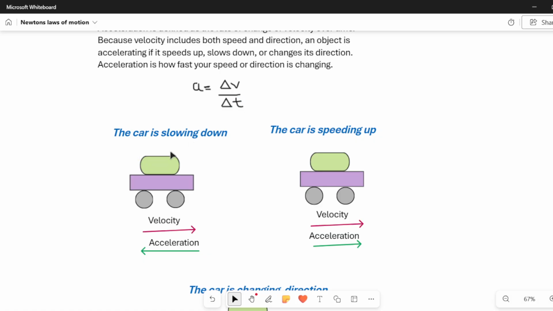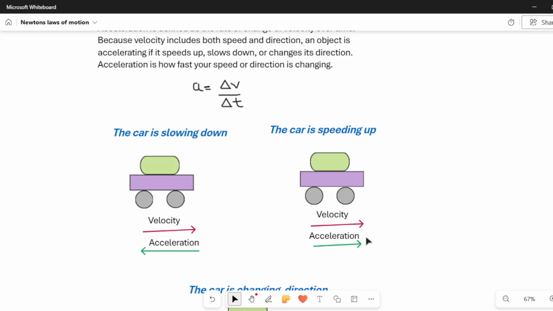And when your car is slowing down, what will happen? You're traveling with a certain velocity. When the car is slowing down, that means you are changing the speed, so you are accelerating. Because it's in the opposite direction, we call this deceleration. Similarly, when the car is speeding up, you are going with a certain speed in a certain direction, and you are increasing the speed.